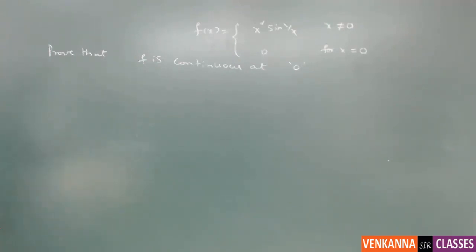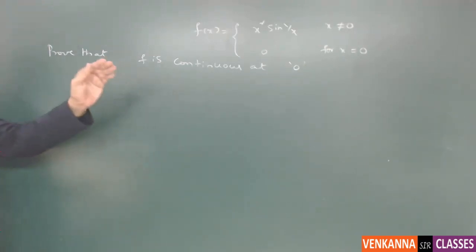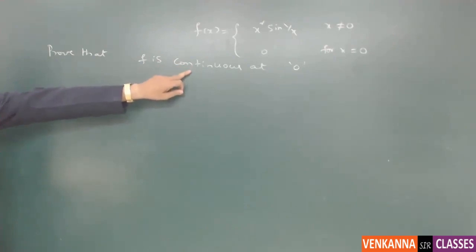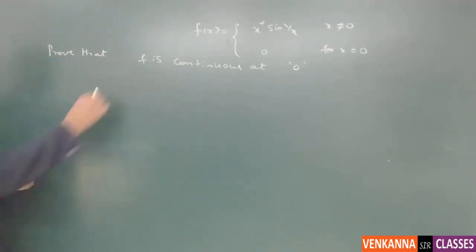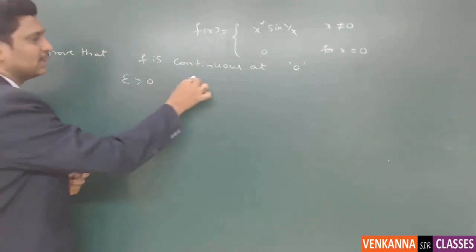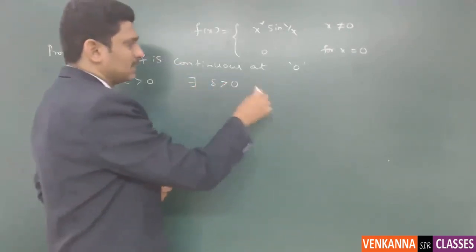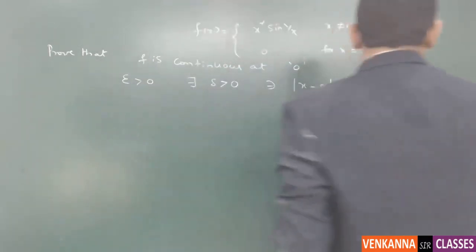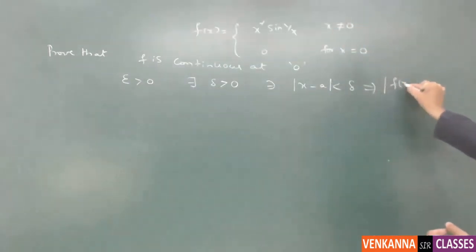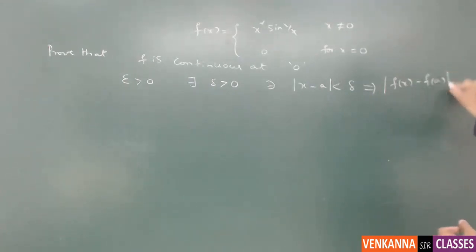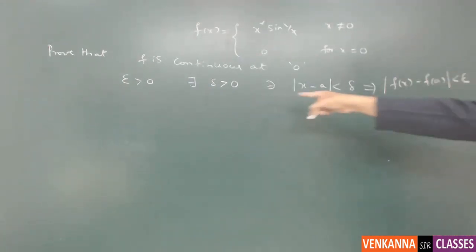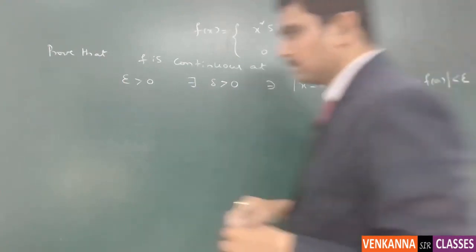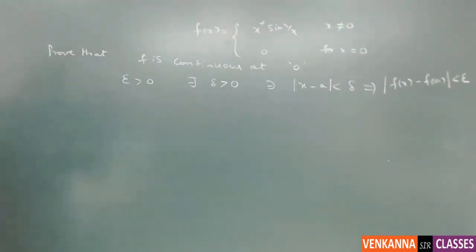Right. So if you write the definition, how do you write? Earlier I have calculated the limit, it is continuous. Please see the difference. So how I am writing the definition? Epsilon greater than 0, there exists delta greater than 0 such that mod x minus a is less than delta implies modulus of f of x minus f of a is less than epsilon. This is the definition of continuity at the point a. Accepted? Please tell.